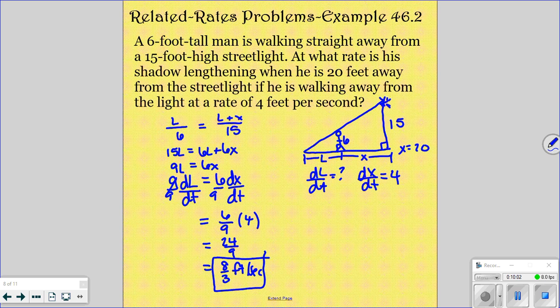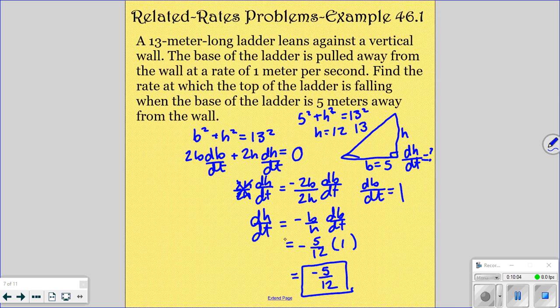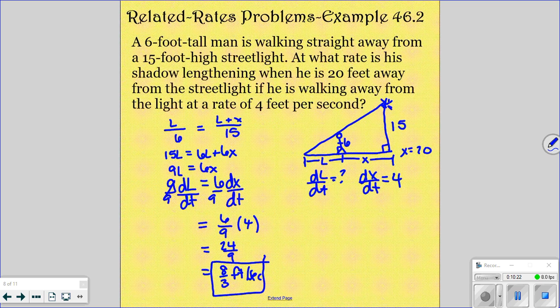I'm going to go back to the last one real quick. It was negative, and the negative is important just because it's falling, and so when you find it using your calculus, you should get a negative. That should help you know, okay, yeah, I did do it right, because it is supposed to be negative because it's going down. On this one that we just finished, it should be positive because he's walking away from it at a rate of 4, and so the length of the shadow is changing. It's also going to be a positive number.